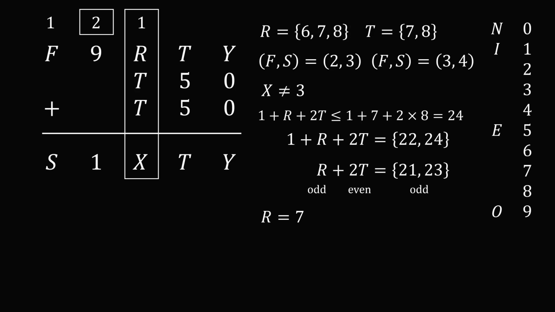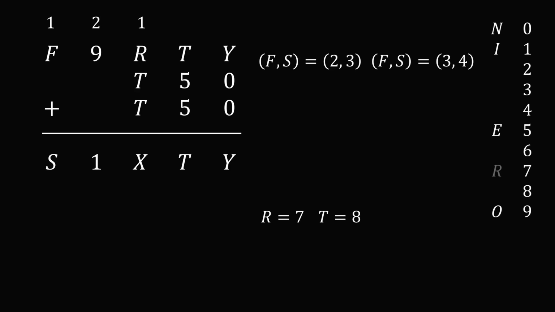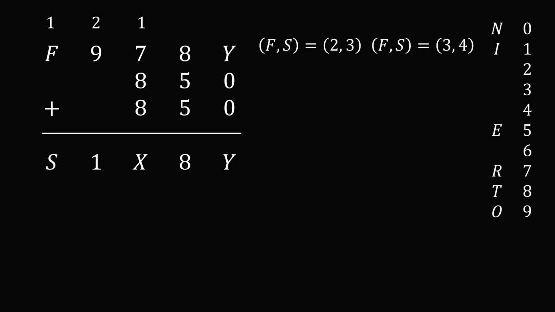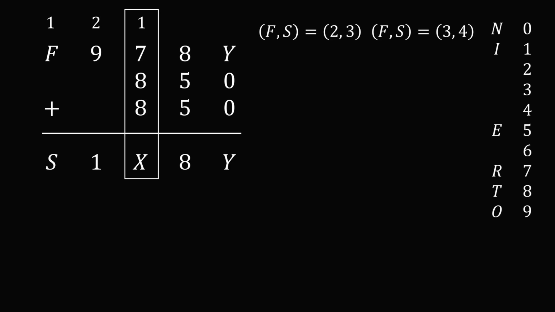But if r is equal to 7, then t can only be equal to 7 or 8. We know that 7 is taken, so we have that t must be equal to 8. So we're really putting this all together. R is equal to 7 and t is equal to 8. We go ahead and substitute these in. We now have 1 plus 7 plus 8 plus 8, and that is equal to 24. So we know that x is equal to 4.